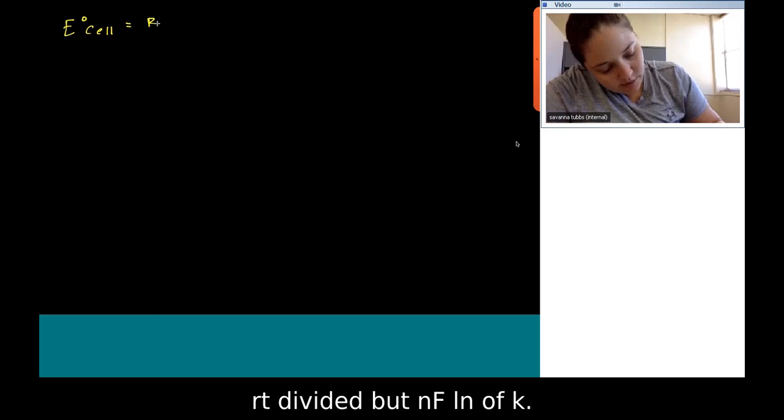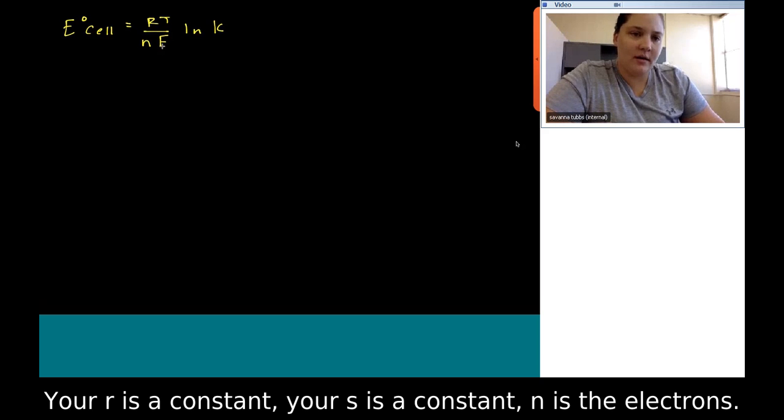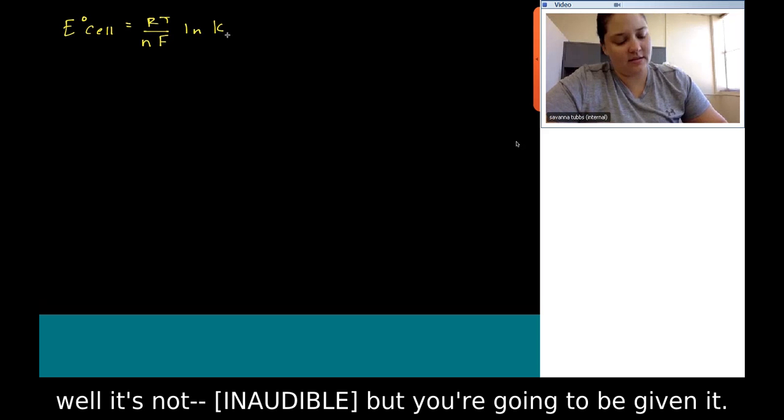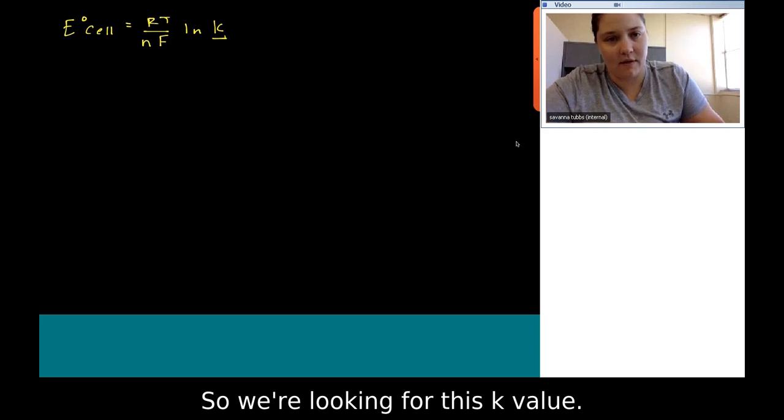So let's go to our boogie board. So we know that E0 cell equals RT divided by NF ln of K. Your R is a constant, your F is a constant, N is the electrons, and then K is the equilibrium constant. It's not a constant in the same sense, but you're going to be given it. So we need to rearrange this to where we're solving for K. So we're looking for this K value.